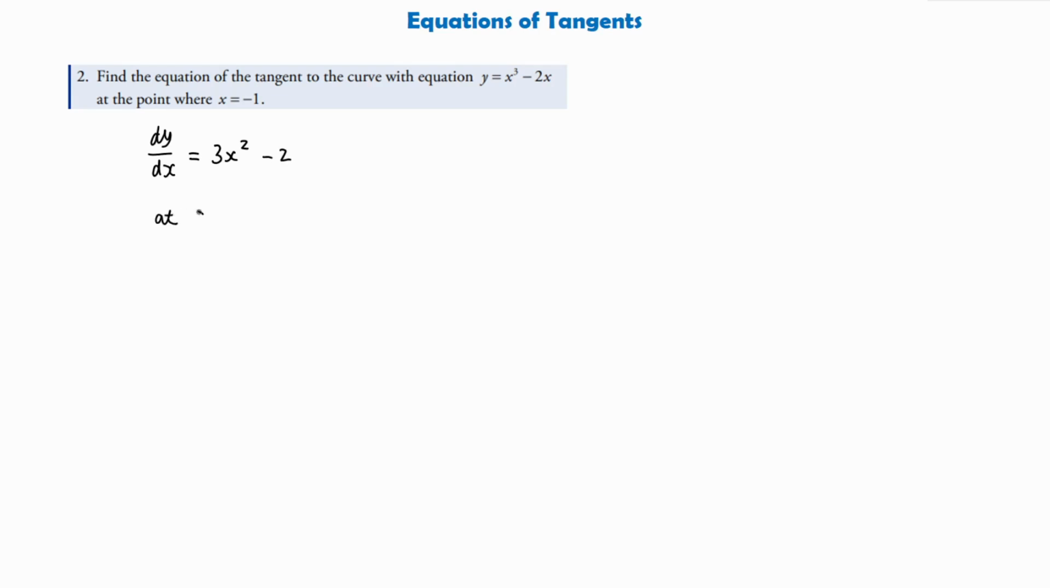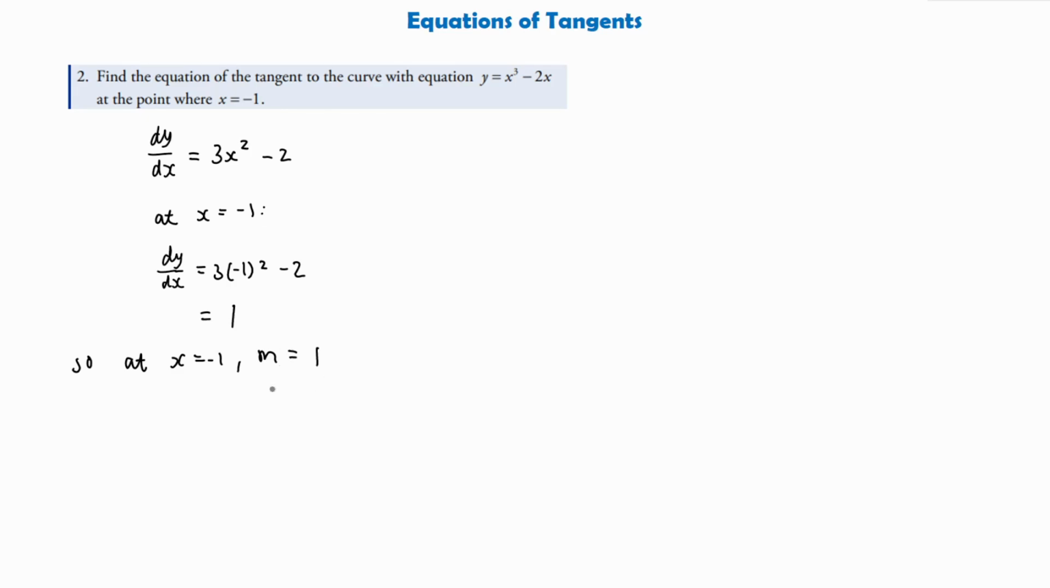And then we'll say at x equals minus 1, we're going to have dy by dx equal to 3 times minus 1 squared, subtract 2. Now minus 1 squared is just 1, so it's just 3 times 1 minus 2, which is simply just 1. So we would say at x equals minus 1, the gradient is 1. And it's good practice just to write this so your examiner knows that you know that the gradient is the derivative at the point x equals a. Now we have the gradient.